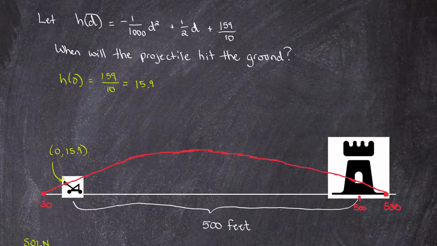According to our model, the projectile is at the ground level at negative 30 feet and then 530 feet from the catapult. In this case, the projectile might hit the wall, but we didn't actually mention the height of the wall. What if we were aiming at a battlement 30 feet above the ground that's sitting on top of the castle wall? When you evaluate our function at 500, we get an output of 15.9 feet. And this is not high enough to hit that battlement. So let's go for another try.